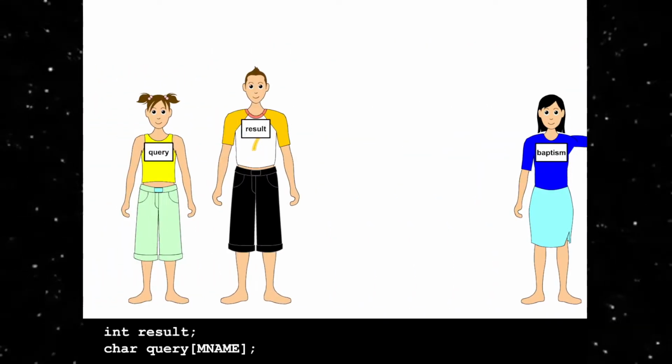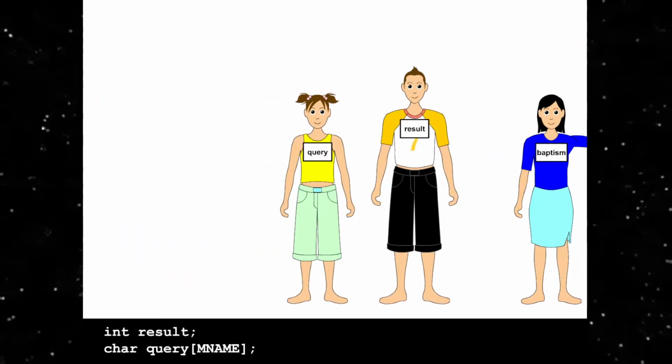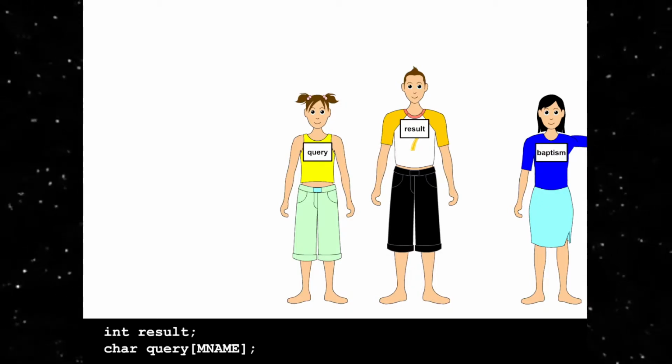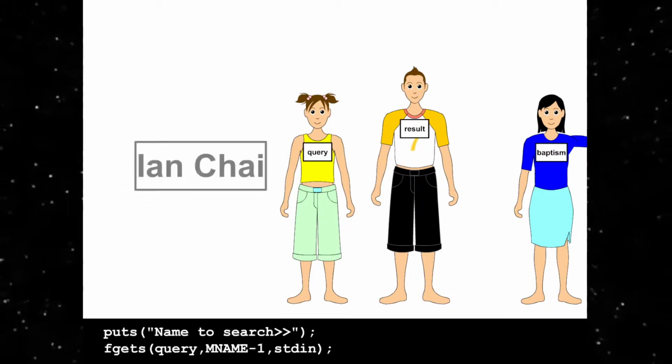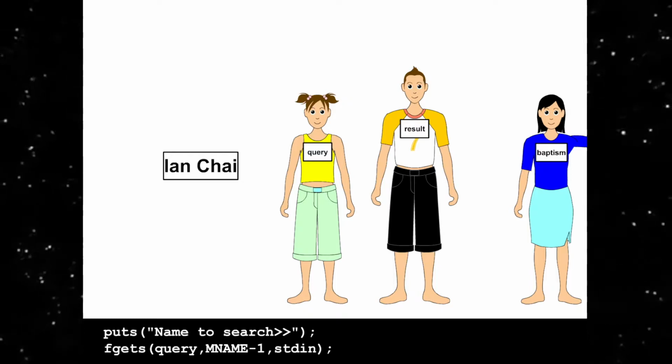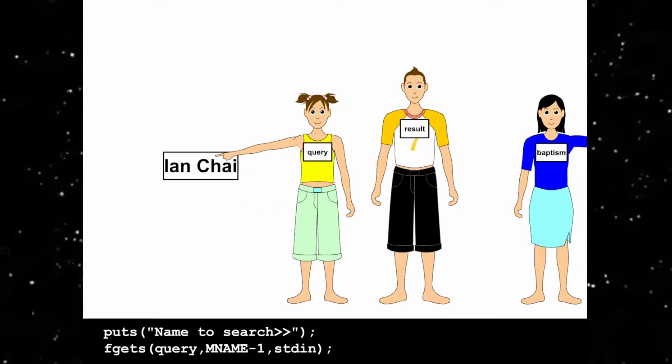We now declare result as an integer variable and query as a character string. Suppose the user now types Ian Chai for the name to search. This is stored in query.